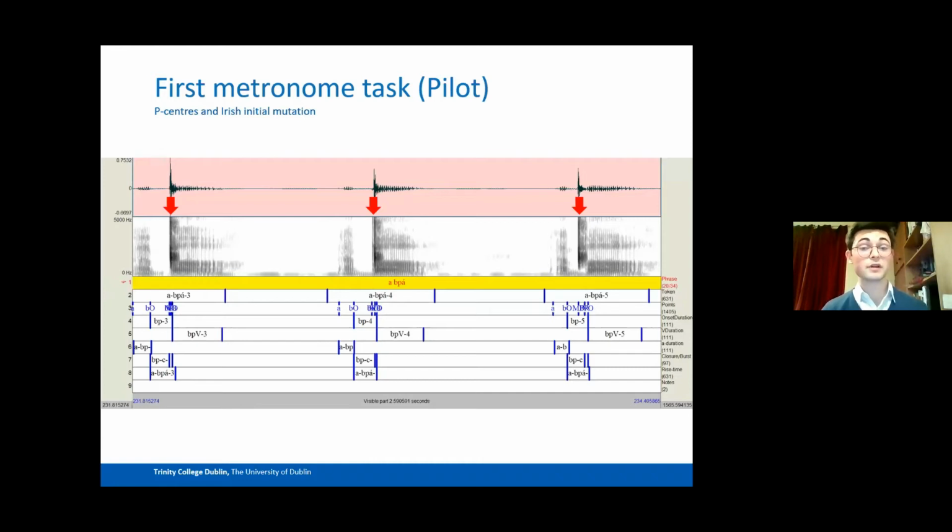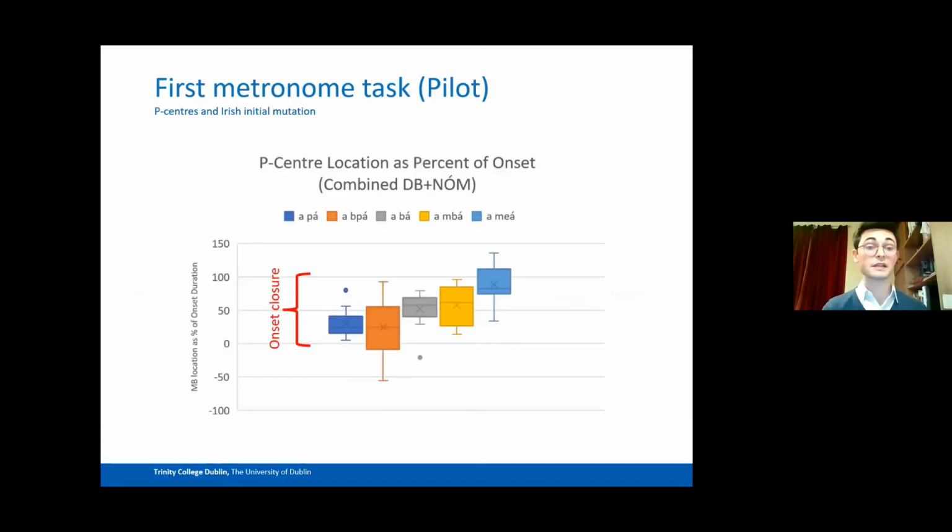I've given an example spectrogram there in which metronome beat location I've indicated with red arrows, and the metronome beat location was then calculated relative to segmental material, such as the beginning of onset closure, the release of onset closure, onset of the nuclear vowel, etc. Consistent with expectations, metronome beats were largely placed within the closure for the onset consonant, which is roughly where you expect the p-center to fall. So I was able to calculate p-center location for comparison across participants and across contexts and across onsets of different duration by calculating metronome beat location as a percentage of onset closure duration.